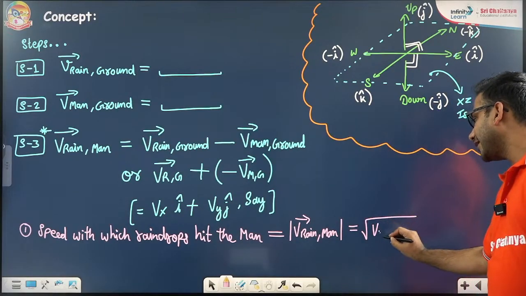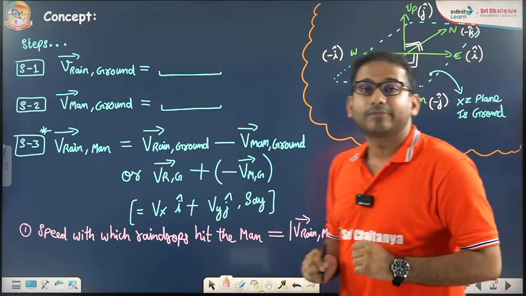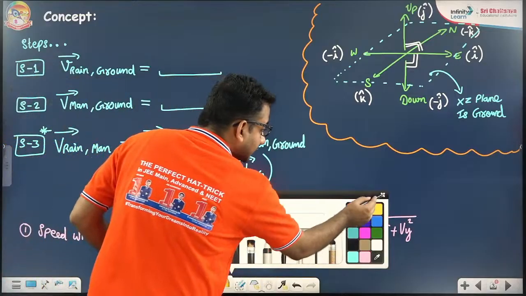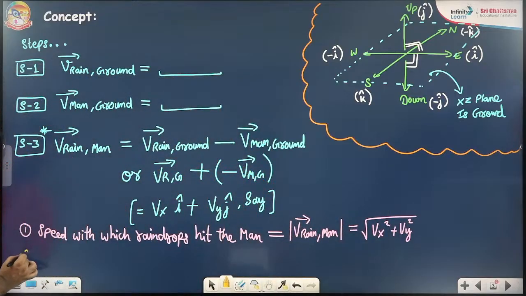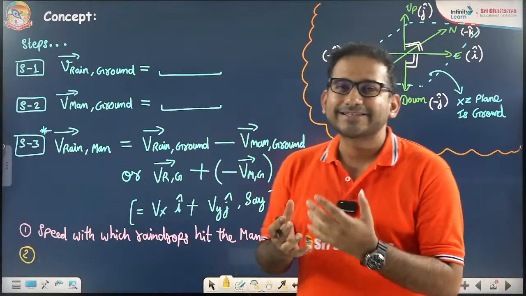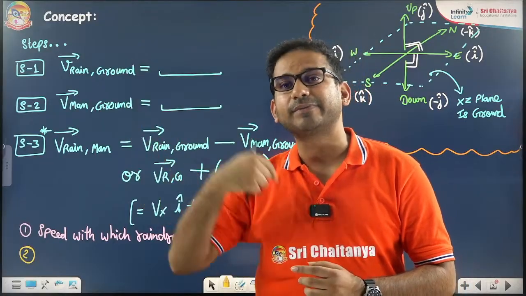Its magnitude will be under root of Vx square plus Vy square. I hope that's easy. And the second question that is attached here is how to hold the umbrella. Like I said, we are interested in looking for the velocity of rain with respect to the man.